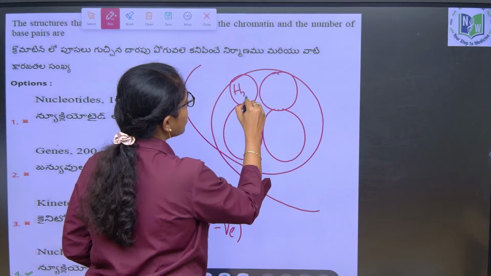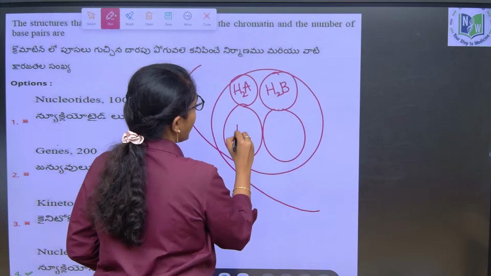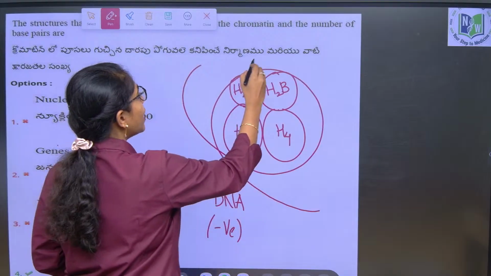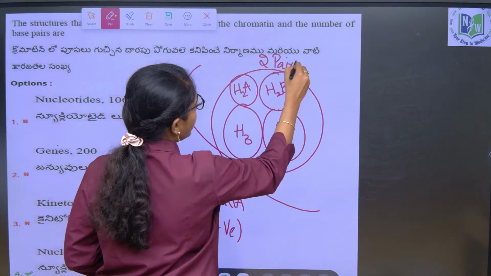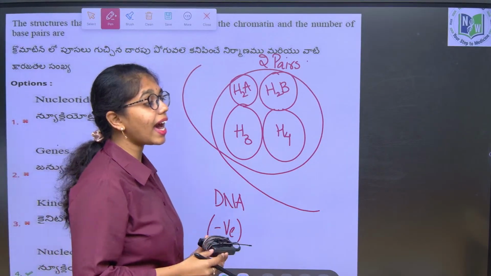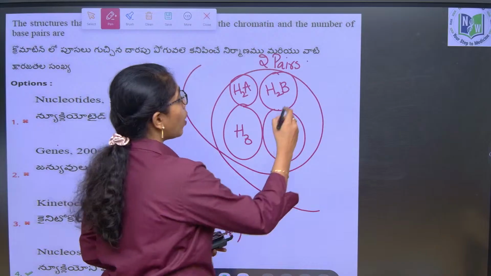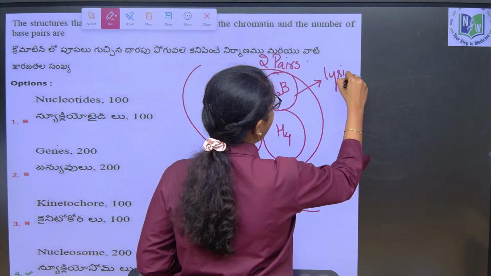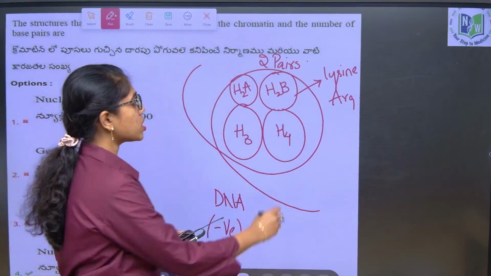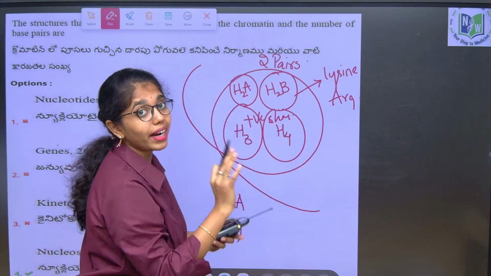The histone octamer has 4 types of histone molecules. What are they? H2A, H2B, H3 and H4. These 4 histone molecules occur in 2 pairs, and they are composed of what amino acids? Lysine and arginine, right? Basic amino acids. That gives it positive charge. As such it forms one nucleosome.